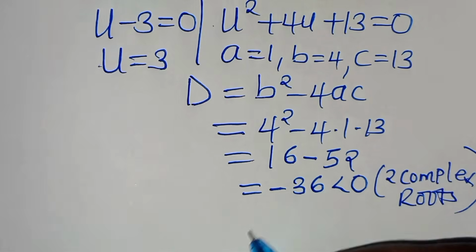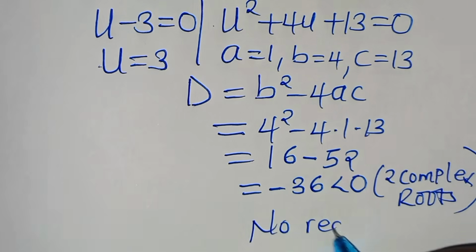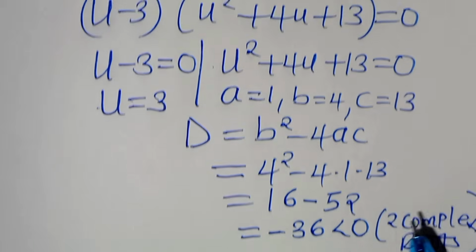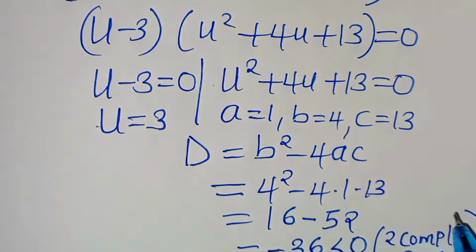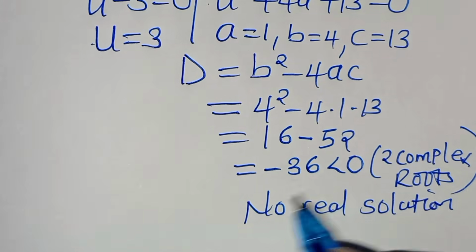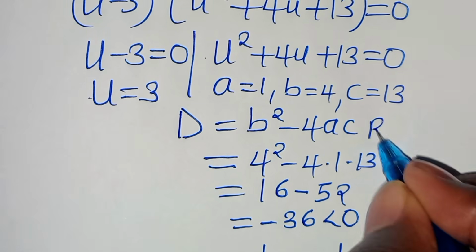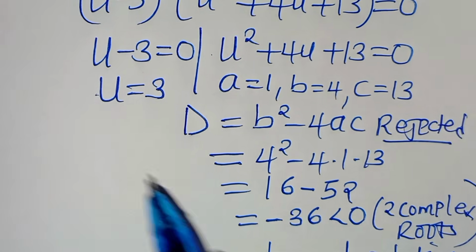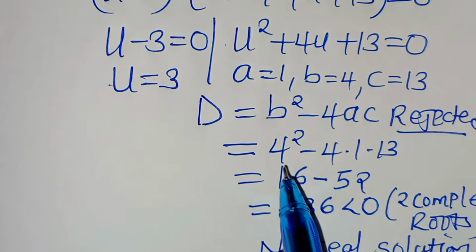And this means there is no real solution. There is no real solution that can be obtained from this quadratic equation. So this quadratic equation is rejected. So let's focus on u, which is equal to 3.